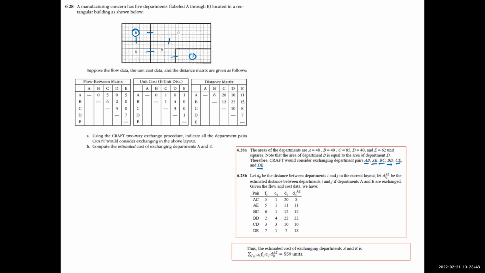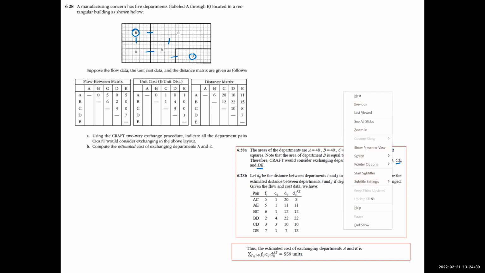Again, for the purpose of the exam, for you to solve these type of problems, I cannot ask you to go through the entire iteration because it will take you the entire hour. So these type of problems are designed for you to show me that you know how this works. The problem now is asking, compute the estimated cost of exchanging departments A and E. Assuming that you are going through the first iteration, what will be the cost associated with changing these two departments? So what you will do now is check on the updated distances.